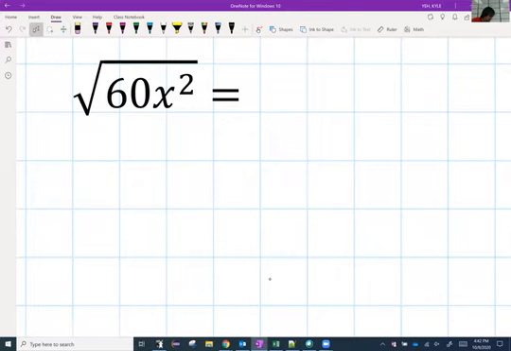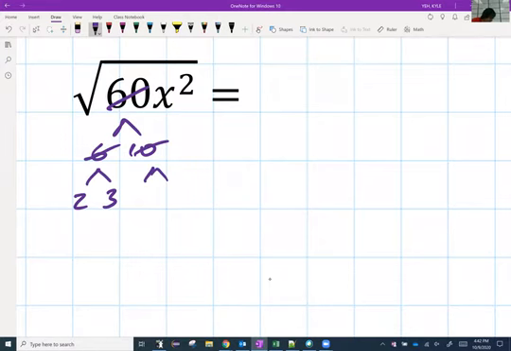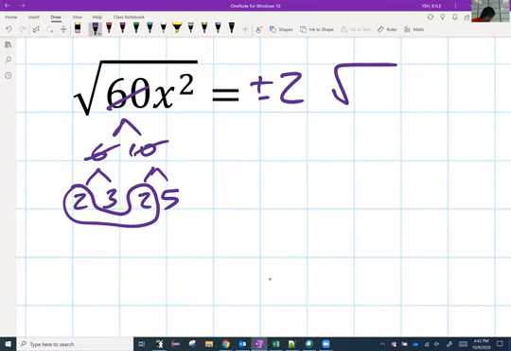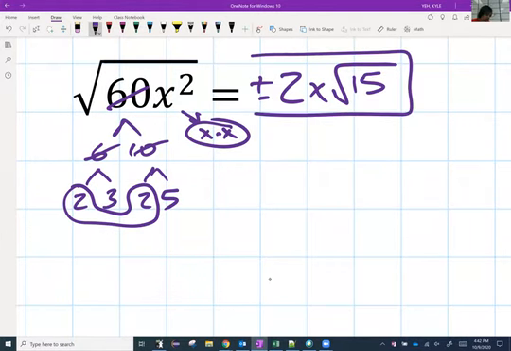A little bit trickier. 60 breaks into 6 and 10, which is 2 and 3, and 2 and 5. Do I have any pairs? They're not next to each other, but I do have this pair of 2s that I can pull out. So I'm going to say plus or minus 2. I'm left with a 3 times 5 inside, so left with a 15. And then what about x squared? Remember, x squared is x times x. And that's a pair. I can pull an x out and have nothing left over. Plus or minus 2x root 15.